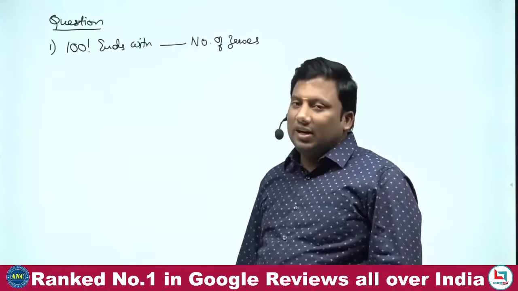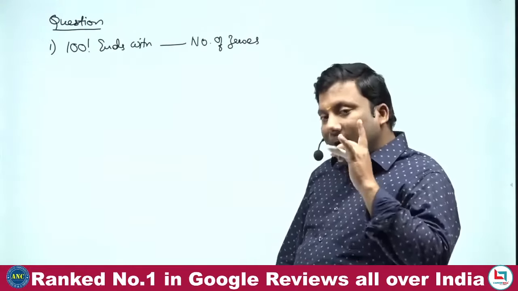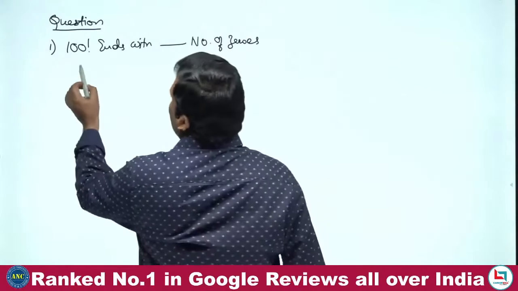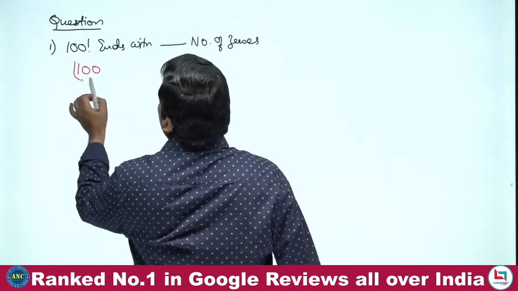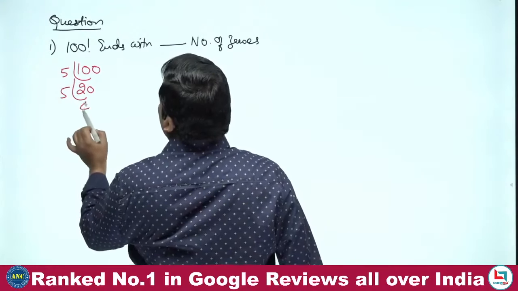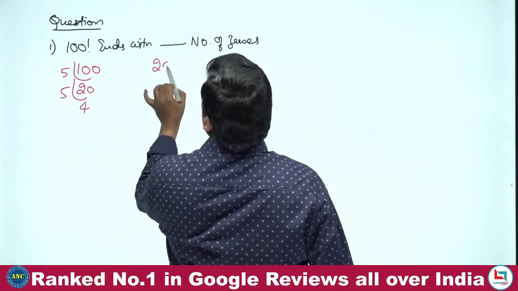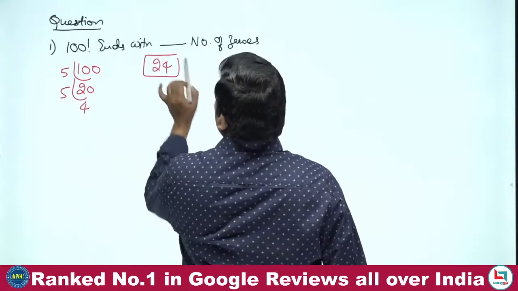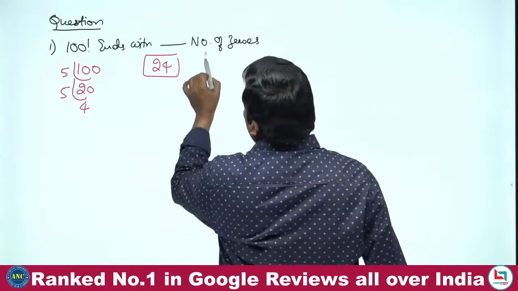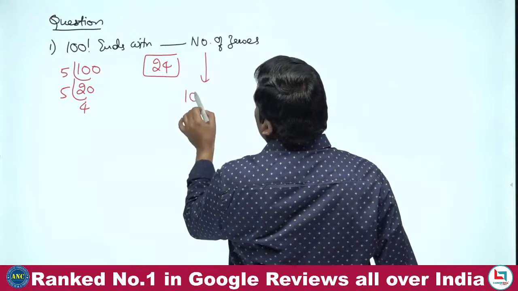Is it factorial? Yes. In factorial, ending with number of zeros is equivalent to power of 5. So 5 twenties are 100, 5 fours are 20. Answer is 24. Or in case you want a traditional method, number of zeros at the end is the power of 10.